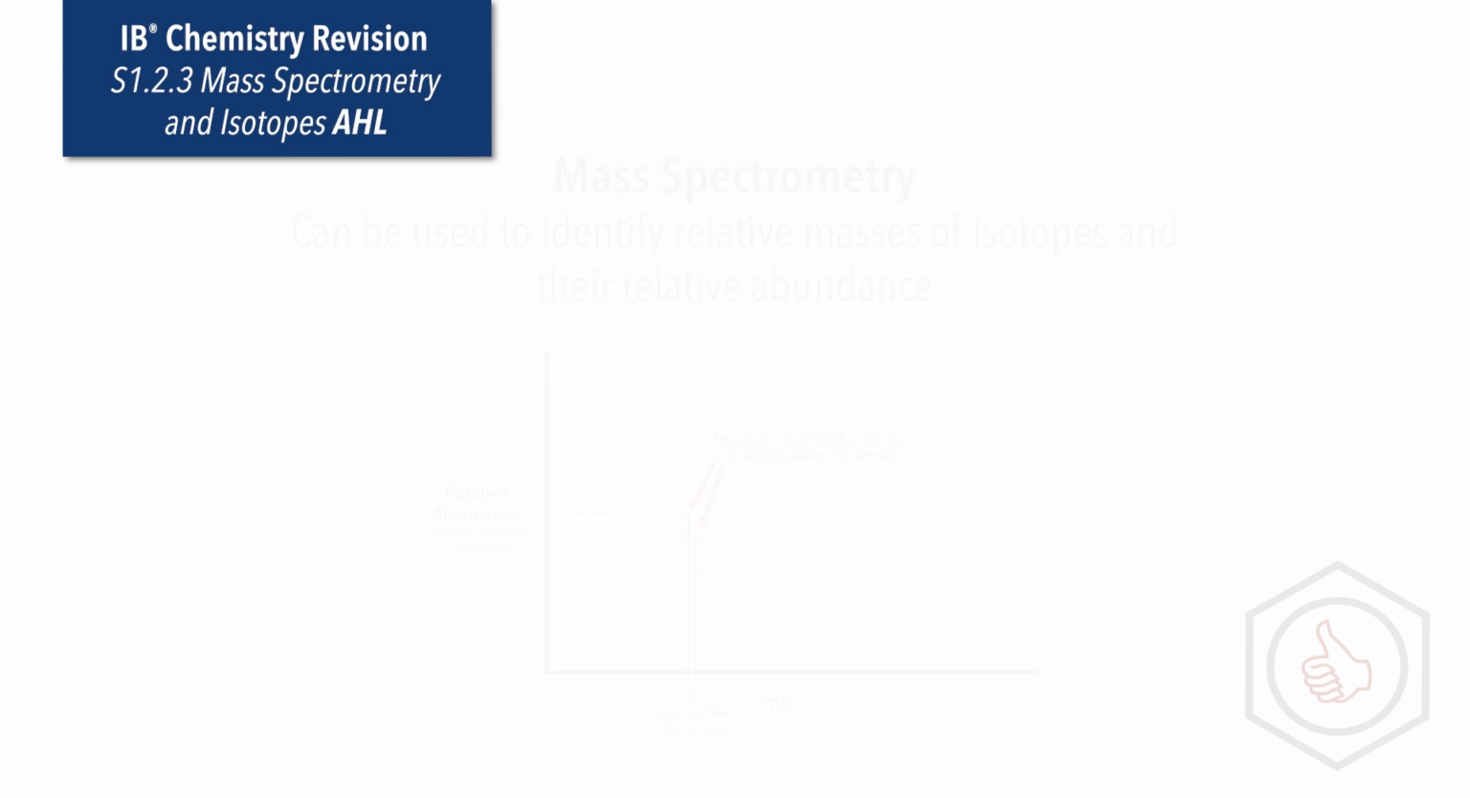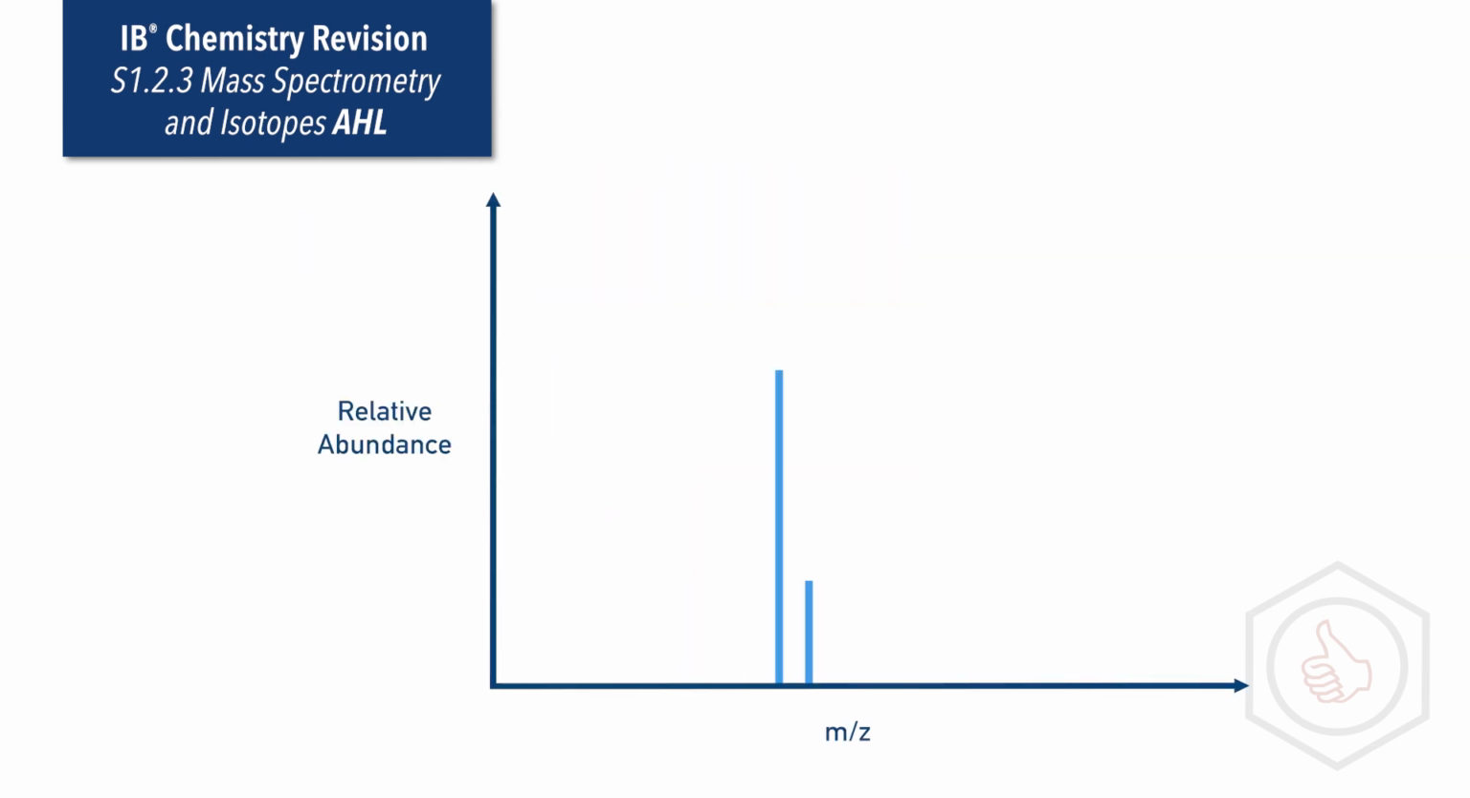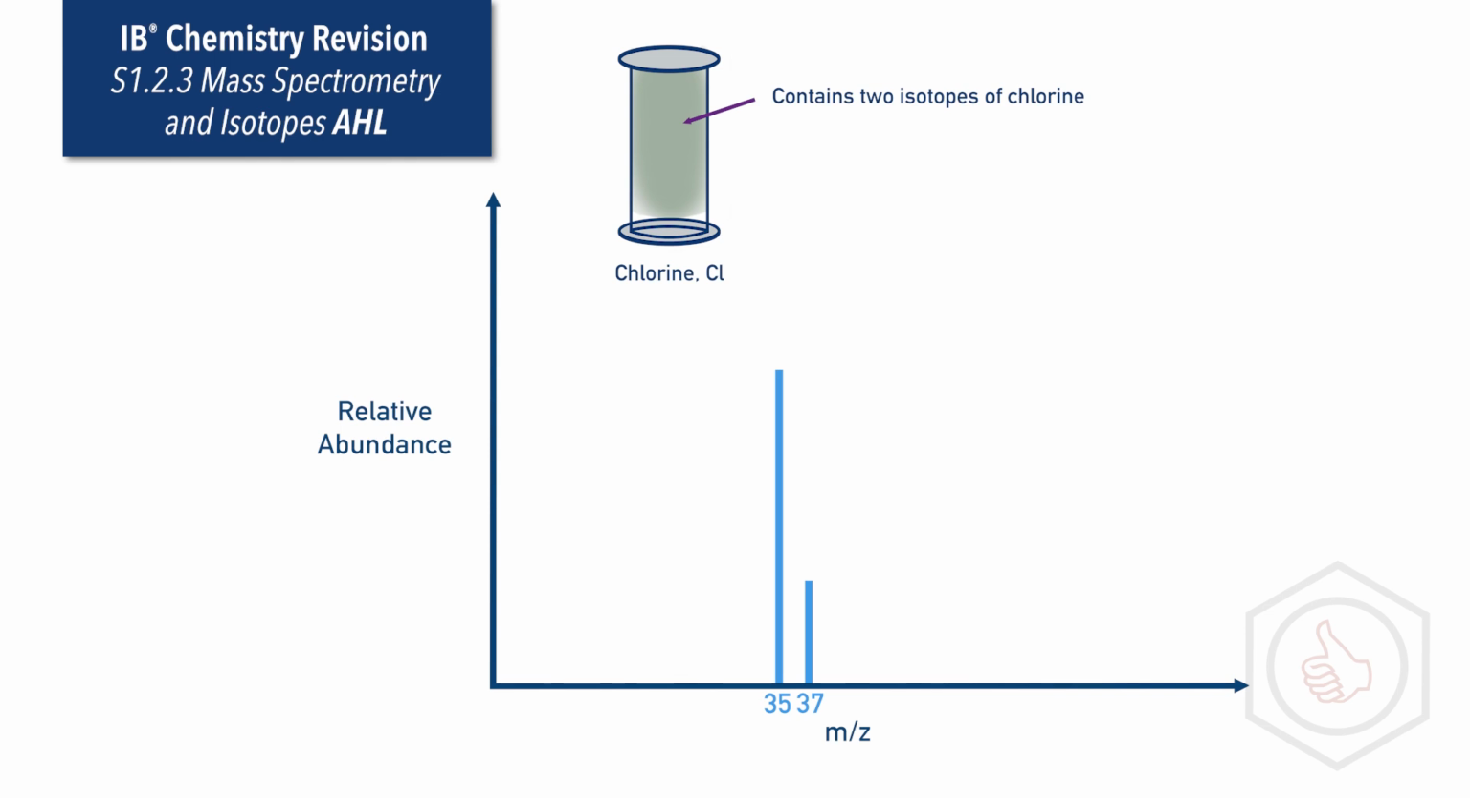For example, chlorine has two peaks in its mass spectra from two isotopes, a peak at m/z 35 and a peak at m/z 37. This shows us that a sample of chlorine contains two isotopes, chlorine-35 and chlorine-37. The relative abundance of the chlorine-35 isotope is 75% and the relative abundance of the 37 isotope is 25%. Therefore, the relative atomic mass will be (35 × 75 + 37 × 25) / 100, giving 35.5.